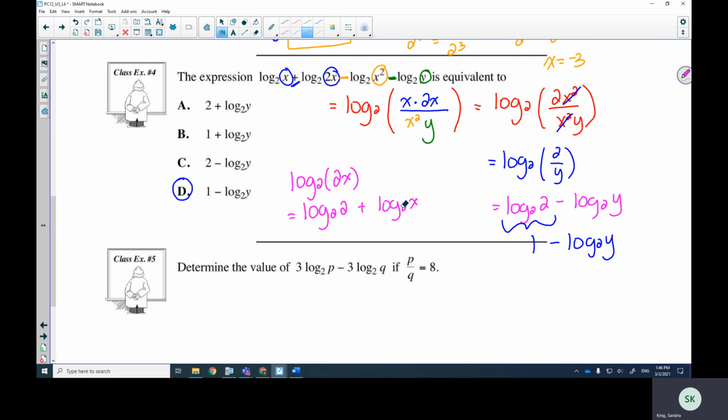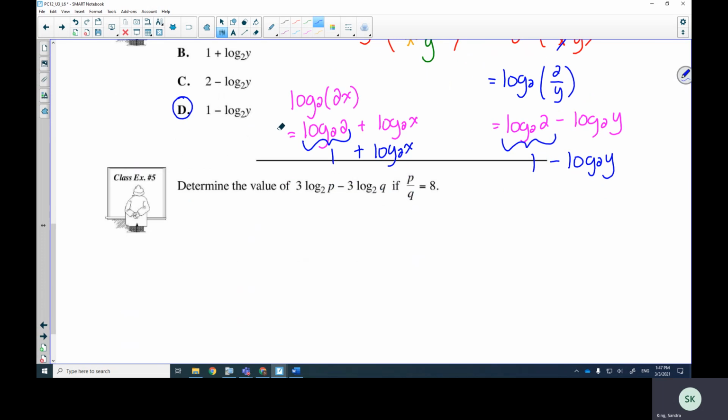Because if I gave you these two logs, you would say, oh, they're being added. That's the product law. You multiply the arguments to get 2x. So it would be log base 2 of 2x. So then, splitting it apart, we'd come to this. And then you'd say, okay, well, what is the log base 2 of 2? Well, that is 1 plus the log base 2 of x.